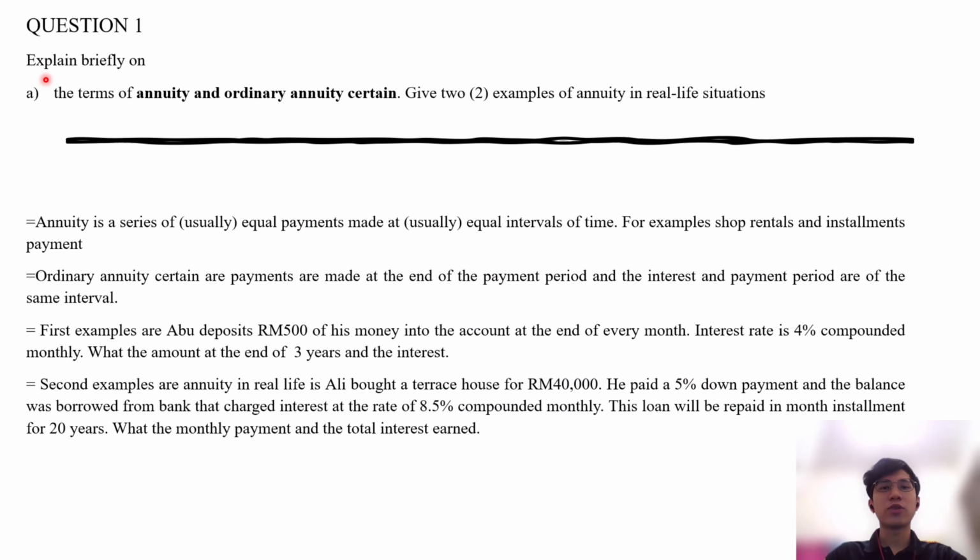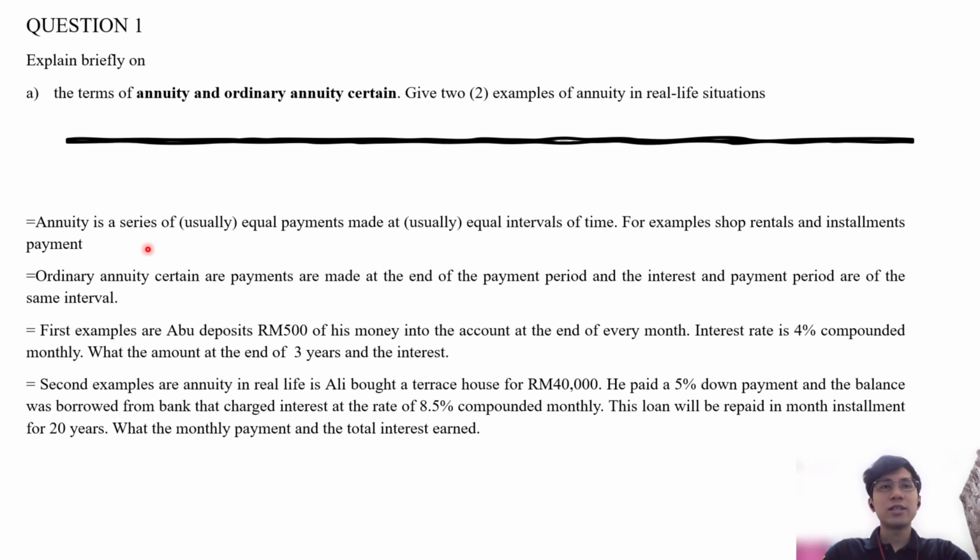Question A, they want us to explain briefly the term annuity and ordinary annuity certain. They also want us to give two examples of annuity in real life situations. We have to explain first about annuity and ordinary annuity certain.